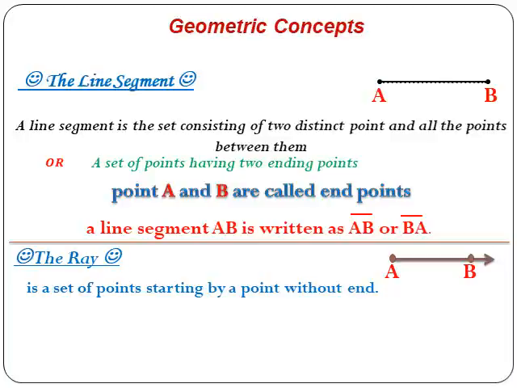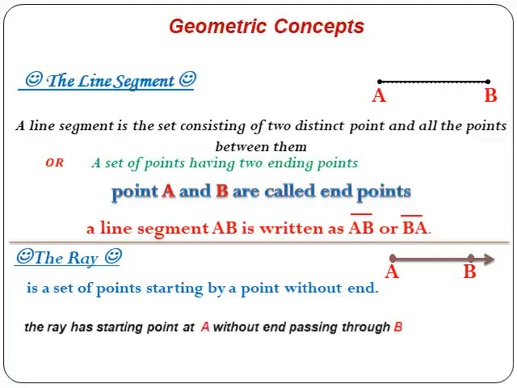Everything is a set of points. Every line is a set of points. A ray is a set of points that has a starting point without an end. Okay, wonderful. How can I write the ray with mathematical notation?